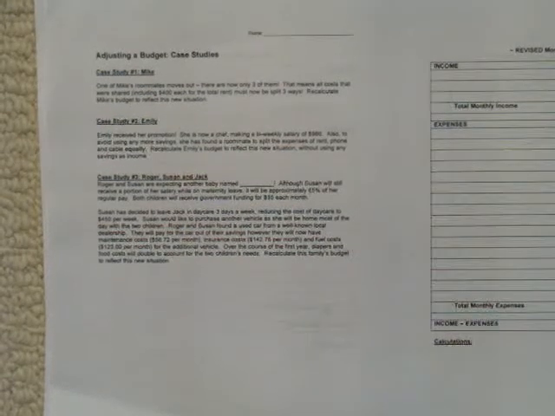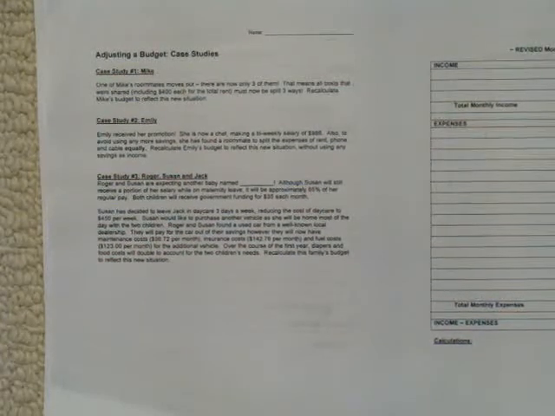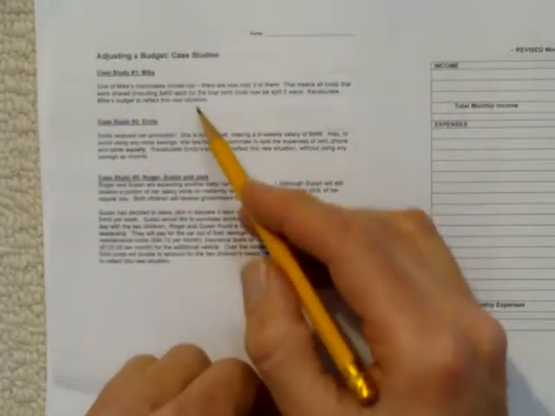This video is about revising a budget. In this case, we're going to be studying Mike, and so before watching this video, make sure you've watched the video making a monthly budget, because we'll be revising the budget we just did, in this case about a college student named Mike. And what's happened here is one of Mike's roommates has moved out.